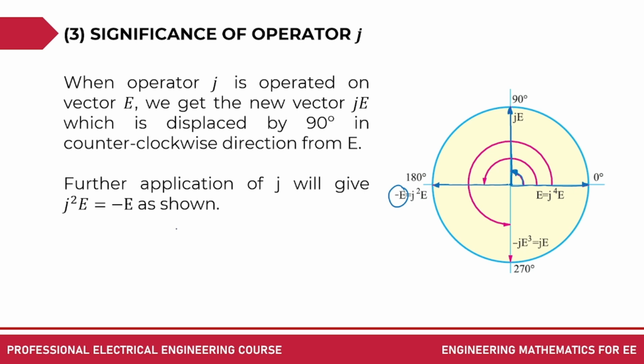And then after that, if you multiply again another J, another 90 degrees, it will give you J times J squared E. That's the J cubed E. And since J squared is negative 1, you'll get negative JE. So J cubed E is negative JE.